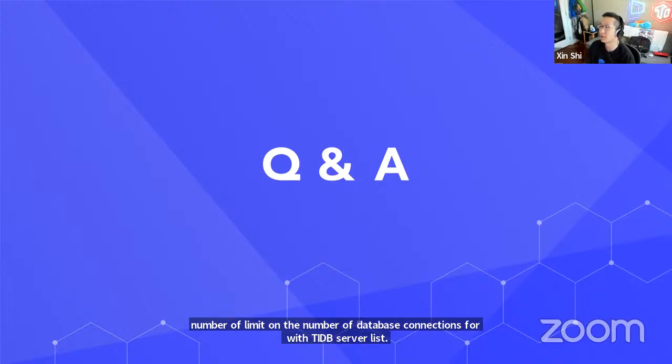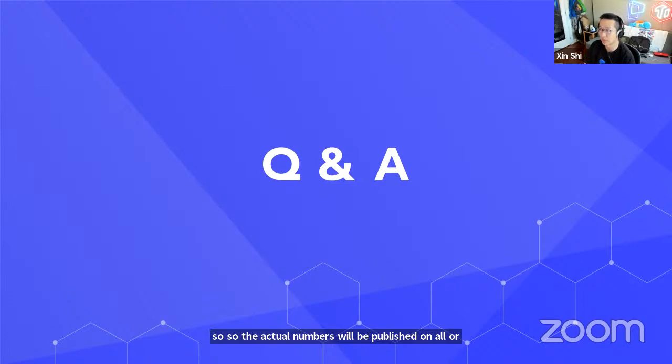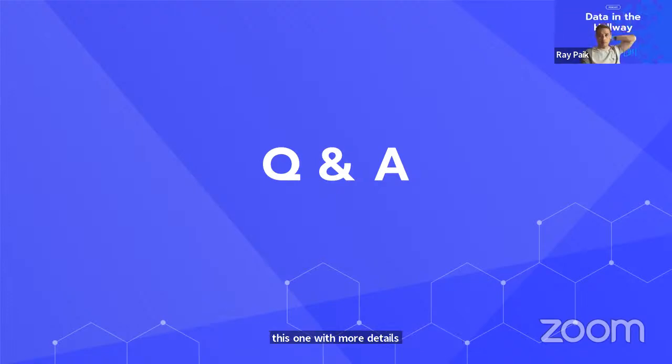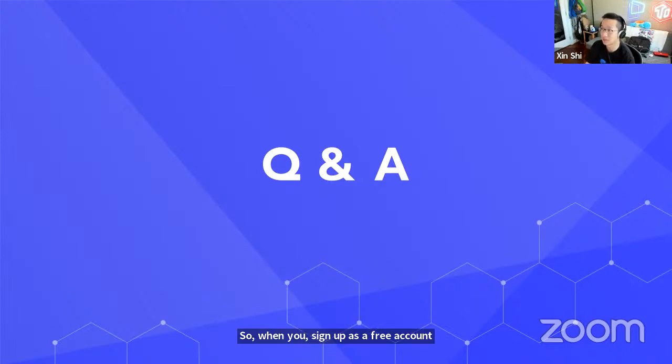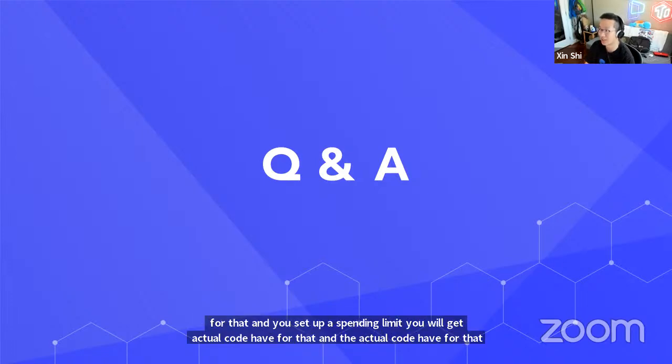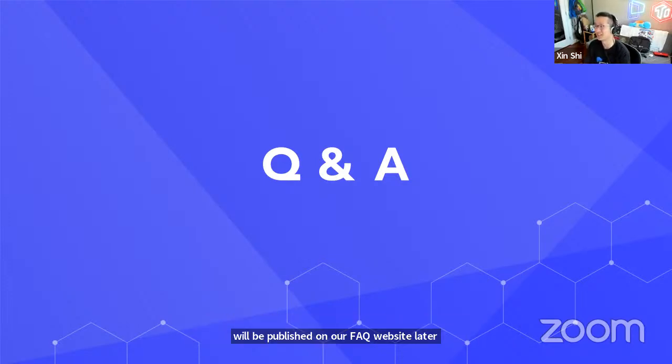Yeah, there is. The actual numbers will be published on our TiDB Serverless FAQ. We are working on those details at this moment. It's not published yet, but we are refreshing the documentation for that. There are two types. Let me illustrate this with more detail. When you sign up for a free cluster, as a user of the free clusters, you basically get more limitations in terms of connection numbers. But if you bind your credit card and set up a spending limit, you will get an actual quota for that. The actual numbers will be published on our FAQ website later. I cannot share the number now, but definitely check it out. Yeah, that is the answer.